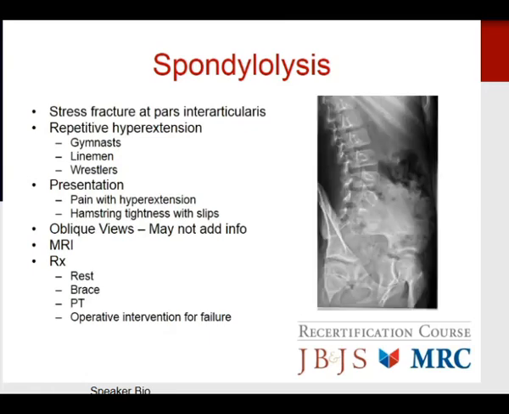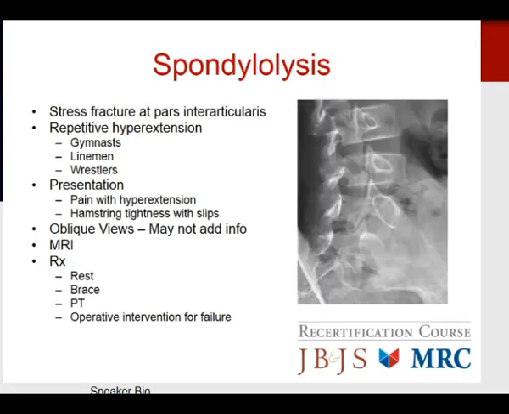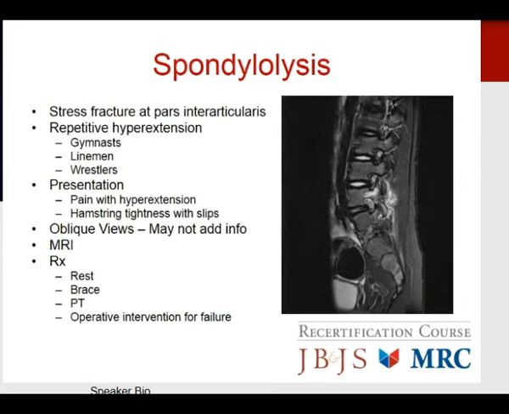Oblique views of the lumbar spine very clearly demonstrate the spondylolysis. However, recent studies have demonstrated that these views may not add additional info compared to your AP and lateral x-rays and come at the cost of increased radiation exposure. An MRI, however, can be very useful, especially if you have a child who you have a strong clinical suspicion for spondylolysis but may have negative x-rays. The MRI will frequently show increased signal on your fluid-sensitive images in either the pars interarticularis or in the pedicle.